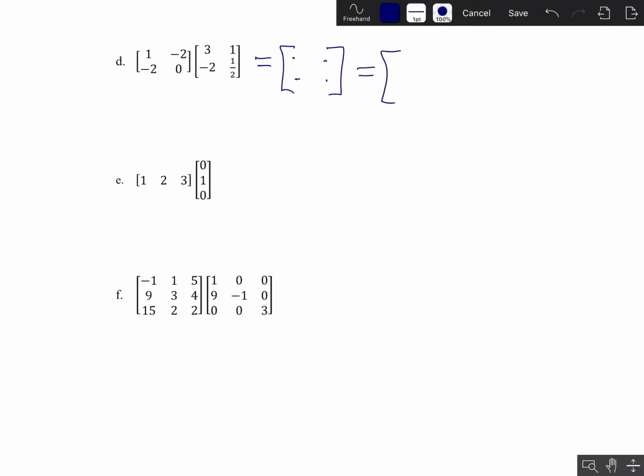So for example, if you wanted to compute the top left entry in the product, that would be the entry that lives in the first row and first column. So you should multiply that first row by the first column.